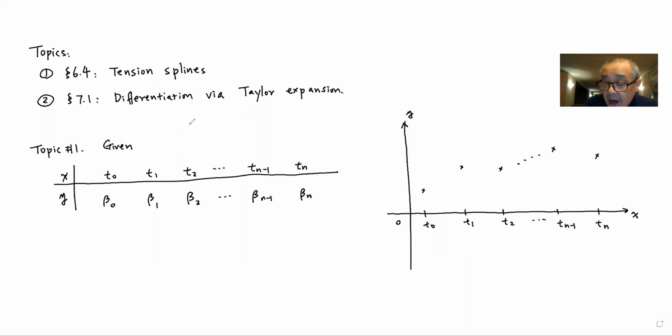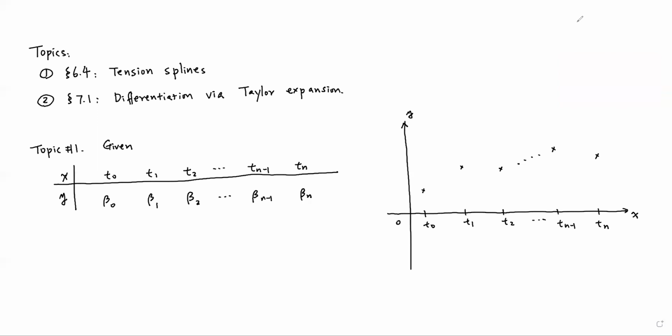So far, we have used polynomials to do interpolation, but actually, we can use other functions to do interpolation. Today, let me present one example. In this example, I use other functions to do interpolation. Suppose we are given a table of points on the XY plane.